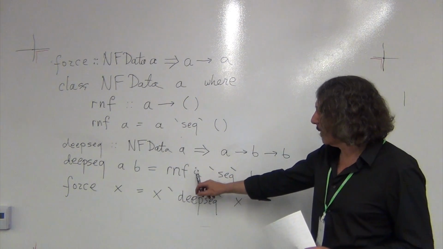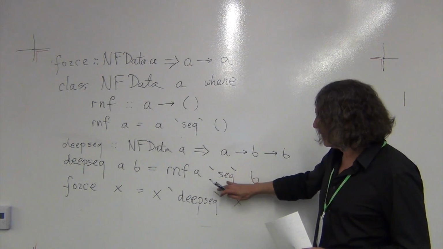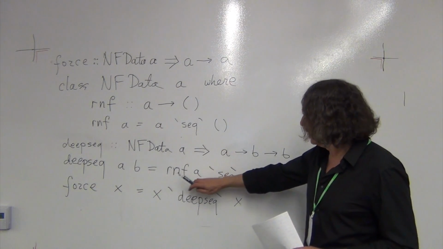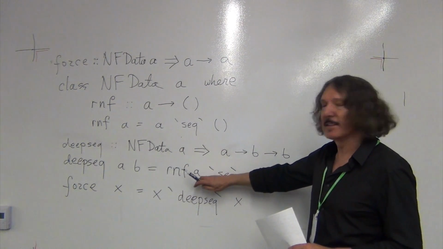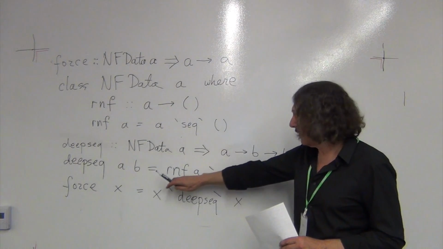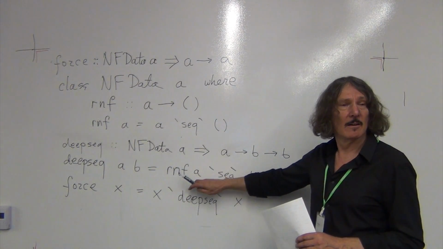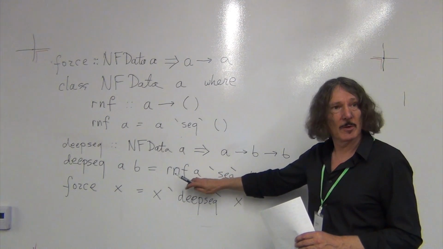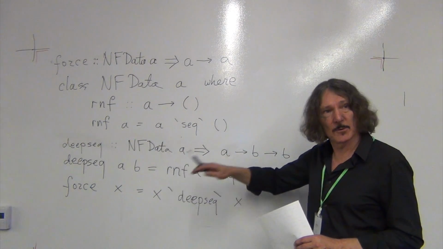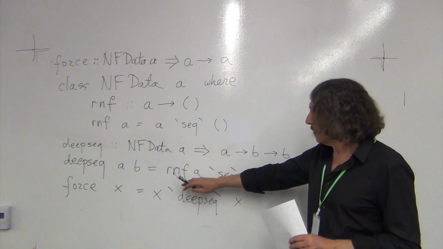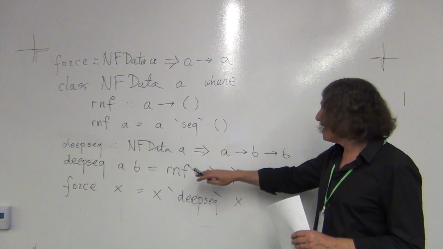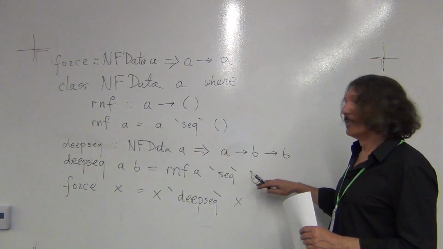How does it force evaluation? Well, it sequences it. So it says, you cannot return until you've done this. You have to do rnf of A. Correct. Which means reduce to normal form, A. Which means fully evaluate. You fully evaluate A, and then, when it's done, you return B.